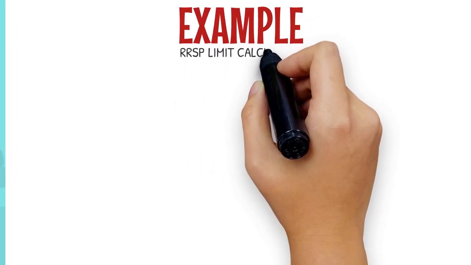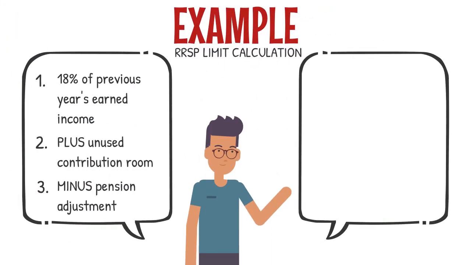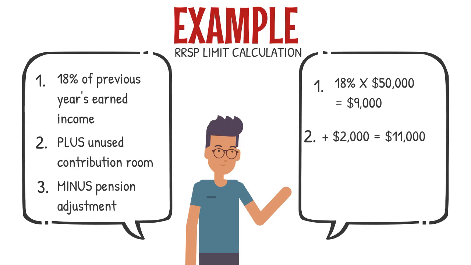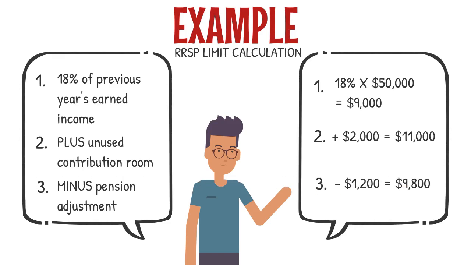So let's take a look at someone calculating their RRSP limit. In this case, you make $50,000 a year. So at 18%, that's $9,000. We're also going to add on $2,000 of room that you didn't use last year. So your limit should be $11,000, but you have a pension adjustment. So when we deduct the $1,200 pension adjustment, your limit at the end of the year is $9,800.